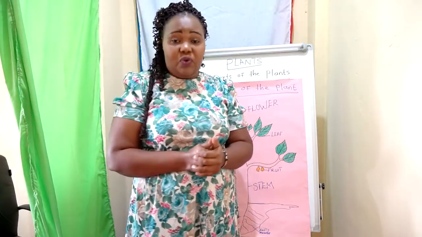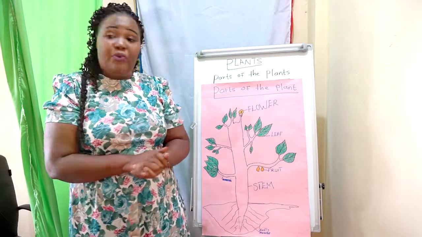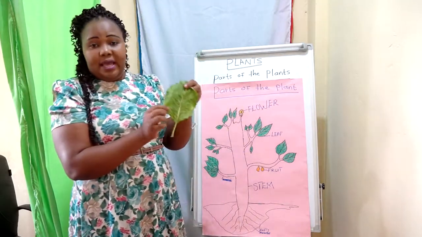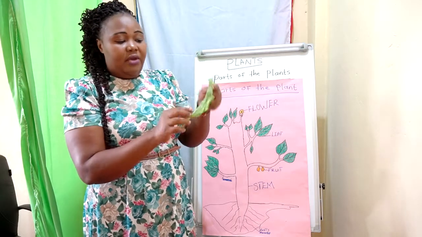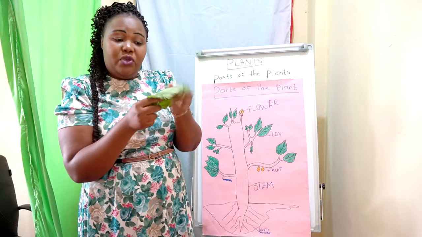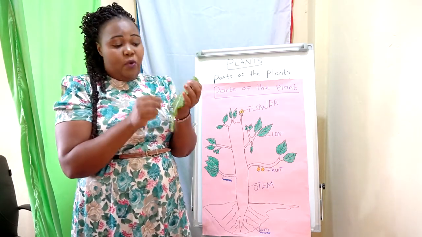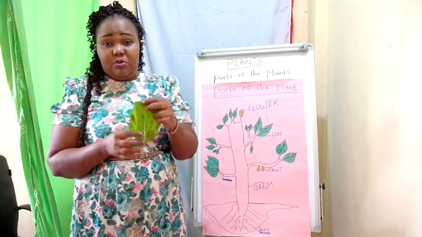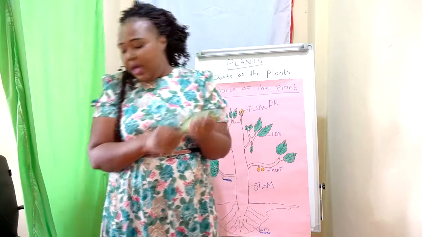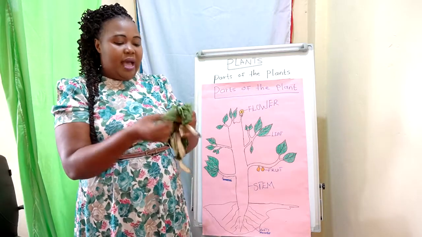we have some plants whose leaves we use as food. For example, this is skuma wiki or kales. So this is a leaf of skuma wiki. You find that this leaf, we use it as food. We cook it as food. When you were in grade 1, you learned about vegetables. These are some of the vegetables, the skuma wiki. And also we have spinach from a spinach plant.